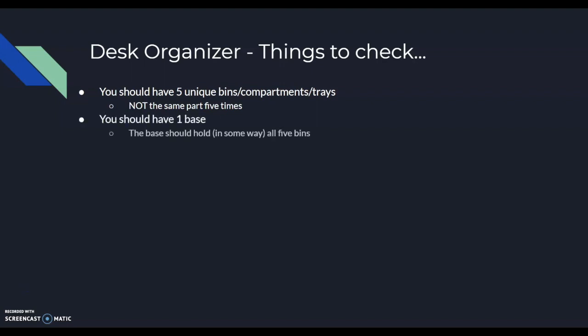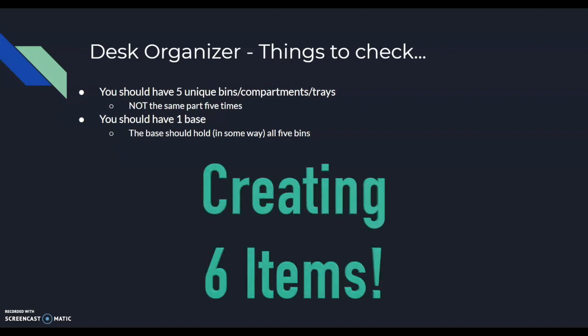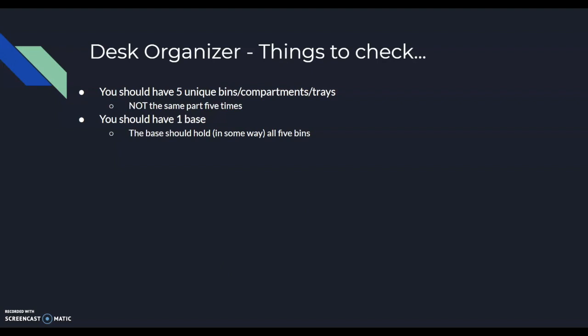Your 6th part should be your base. So there are going to be 6 links that you're going to have to submit, or really you're creating 6 things. 5 of those are going to be your bins, compartments, trays, whatever you want to call them. And then your 6th item is going to be the base, to which all of the trays and bins are going to somehow attach or be connected to fit on in some way. When I show you my example this week, hopefully that solidifies your understanding of what we're asking you for.